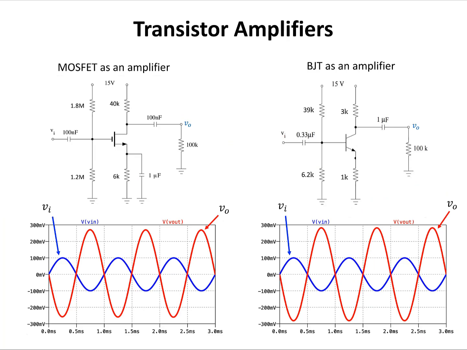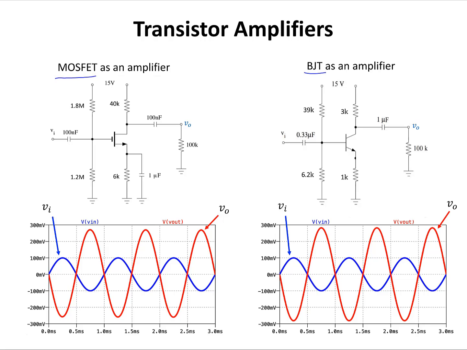Here are two example amplifier circuits implemented using a MOSFET and a BJT. In the graphs below, I provided the simulation results of the response of these two amplifiers to a sinusoidal input signal with a peak-to-peak amplitude of 200 millivolts. As you can see, in both of these amplifiers, when an AC signal with a small amplitude of 100 millivolts is applied, the output is also a sinusoidal signal, but the amplitude of the output is increased compared to the input signal. In both amplifiers, the gain is about 3.